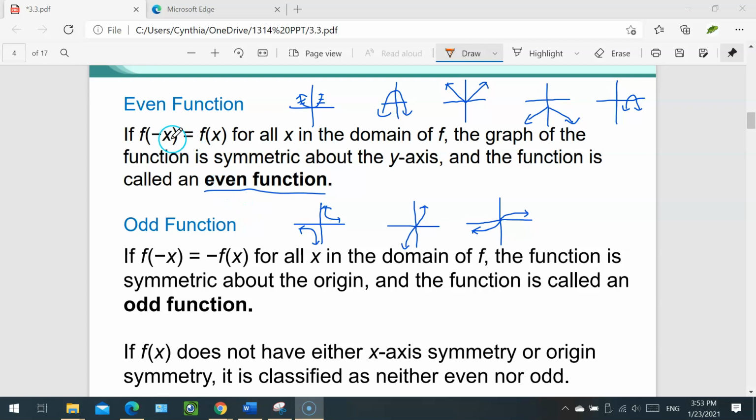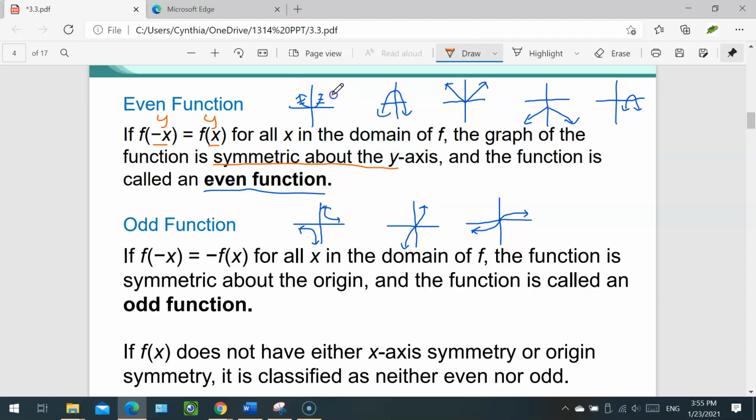Even functions: f of negative x is equal to f of x. So that means the negative x is equal to positive x. They have the same y value. For all x in the domain of f, the graph of the function is symmetric about the y-axis. The function is called an even function. So when the graph is symmetric about the y-axis, we call it an even function.